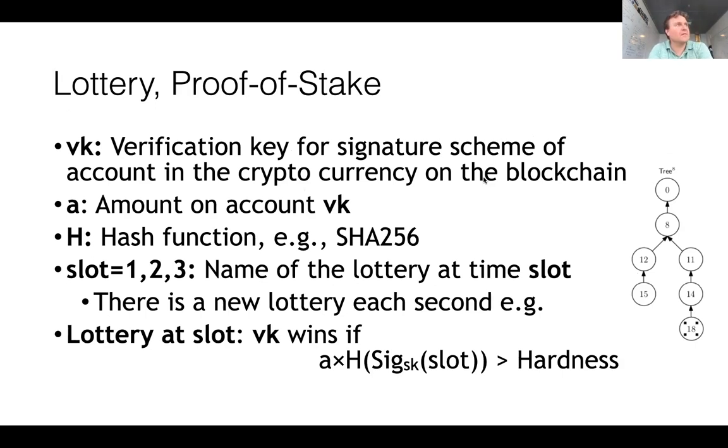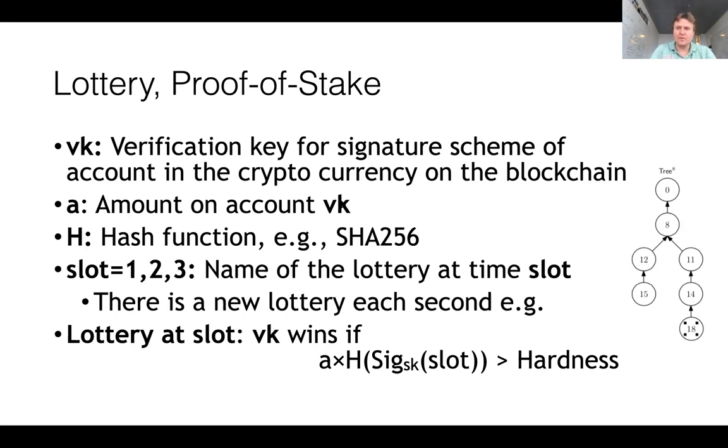Now, to take part in the lottery, you actually need a verification key that's known by the other parties. Luckily, as we know, if you're running a cryptocurrency on top of your totally ordered broadcast channel, then with each account, there is a verification key of a signature scheme, namely the one you use to sign with if you want to transfer money out of the account. So only those verification keys now can take part in the lottery.